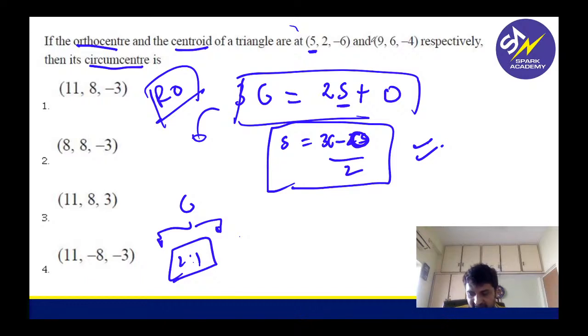So the centroid divides the orthocenter and the circumcenter in the ratio of 2:1. So it is 3G, so 27 minus 5 is 22 by 2, 11. So you will get 11, and I think the second point you will get 8, the third point you will get minus 3. First option. Very easy. Always remember this.